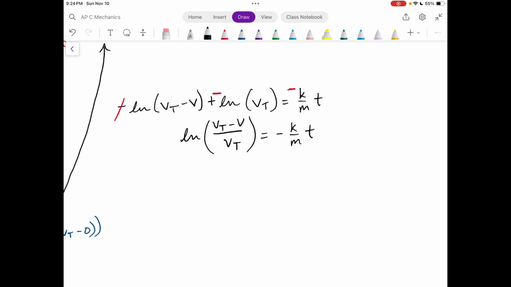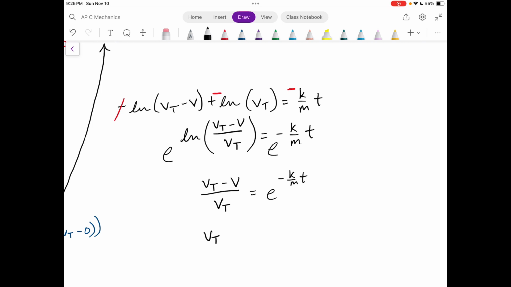Now, I keep reminding myself, what am I looking for? I'm looking for v. I want to get that alone. That's my job here, is to find velocity as a function of time. So I need to exponentiate both sides. So e to the natural log is going to kill it. And e to the on the right-hand side to that mess is still going to be e to that mess. So this is going to become vt minus v over vt is equal to e to the negative k over m times t. Oh, we're getting close here.